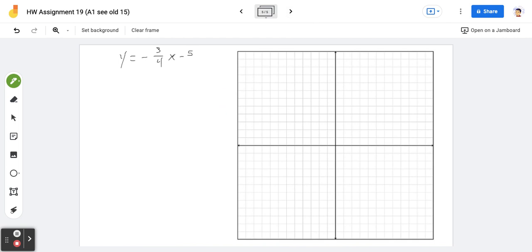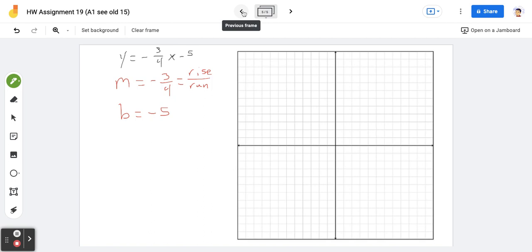So we have y is equal to negative 3/4 x minus 5. So let's go ahead first. Let's identify our slope and our y-intercept. So my slope is negative 3/4. It's already a fraction, so I can leave it just like that. And I'm going to add this on to rise over run. All right. My y-intercept is negative 5. Great. Step 1 is finished.